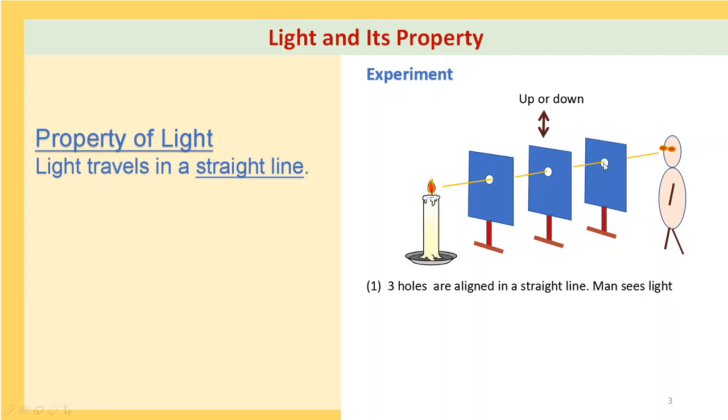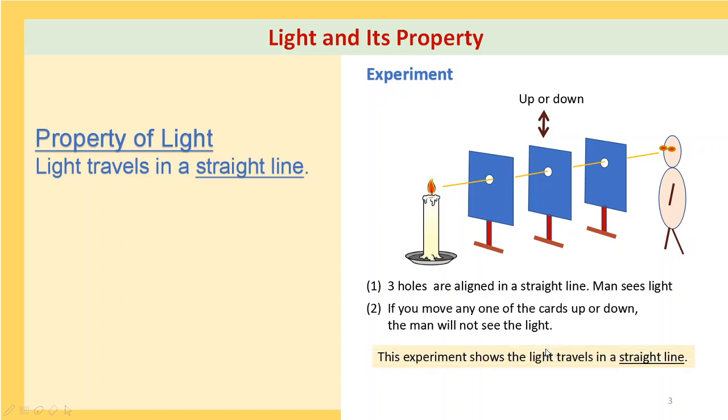When we turn on the light source, someone stands opposite. Let's say this man, he should be able to see the light. If you move any one of the cardboards up or down, you can see that the man will not be able to see the light. In this way, we confirmed light travels in a straight line.